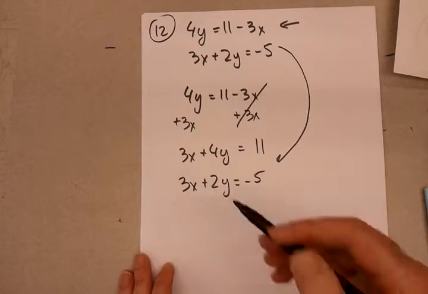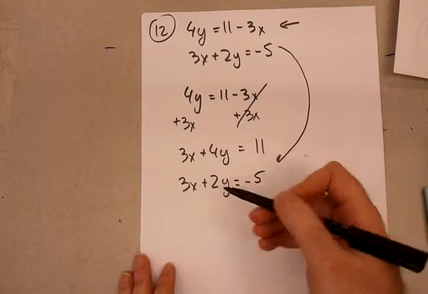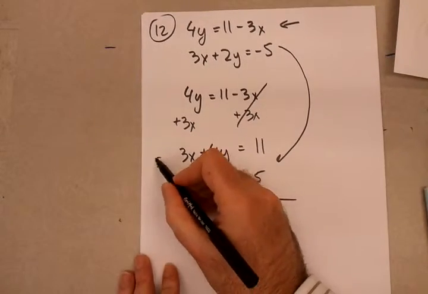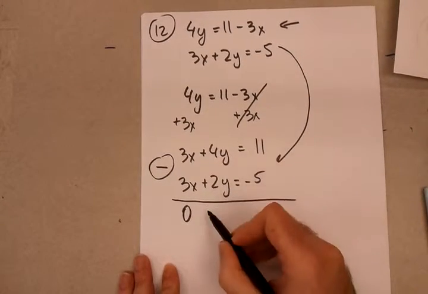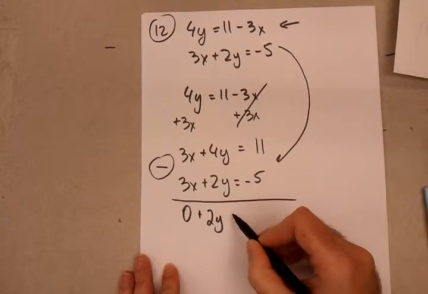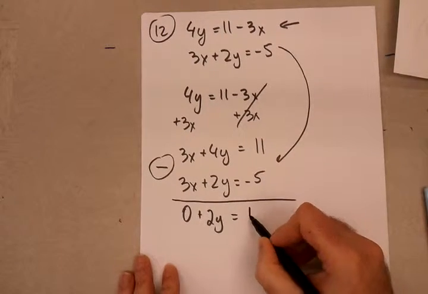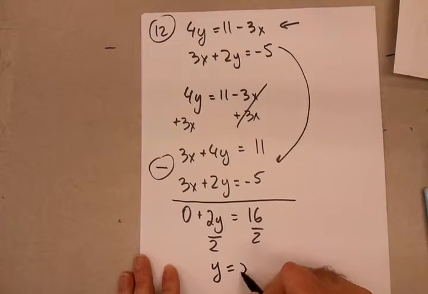Now I can eliminate, adding or subtracting. Here subtraction will be best because 3x minus 3x will get rid of the x, and if I try to add, nothing was going to get eliminated because 3x plus 3x is 6x, 4y plus 2y is 6y, no variable eliminates, so subtraction is what we use. 3x minus 3x is 0. 4y minus 2y is 2y. 11 minus a negative 5, that's a double negative, so it's 11 plus 5, which is 16. Divide everything by 2, and y equals 8.